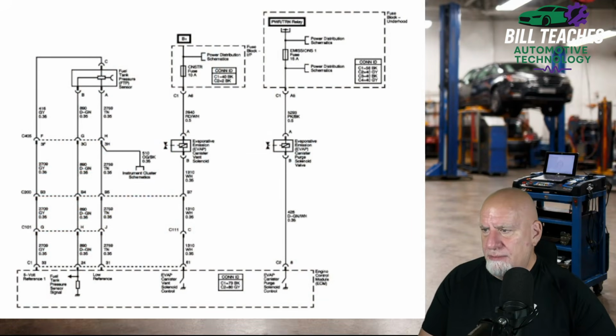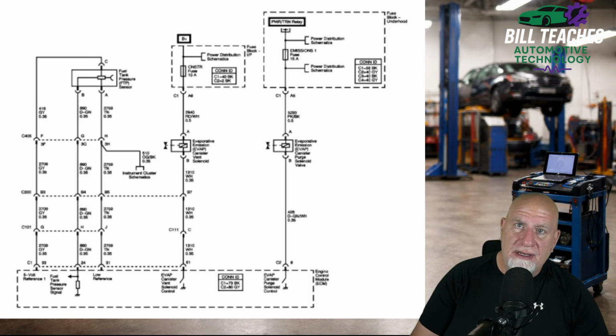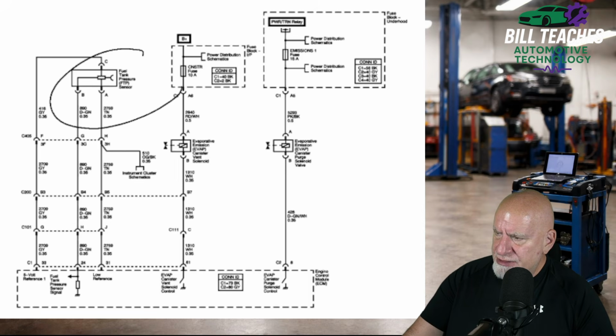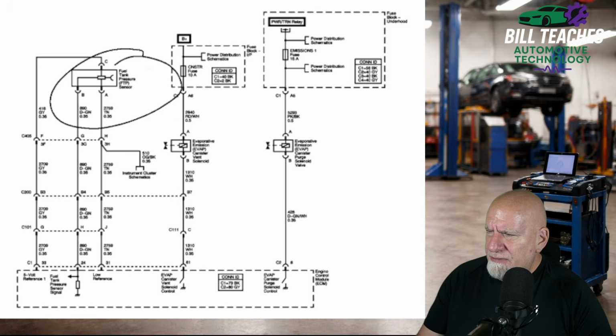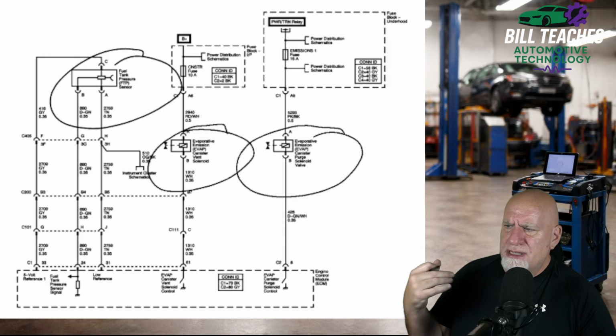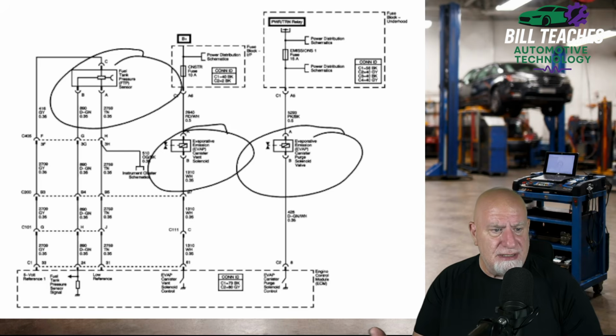Okay, so I'm going to switch to the wiring diagram. There we go. And this is on a 2007 Chevrolet Impala to be exact. And let's look at the main components. We've got the fuel tank pressure sensor up here. We've got the vent solenoid right here. And then we have the purge solenoid right here. Those are the three main electrical components in an evaporative emission system.